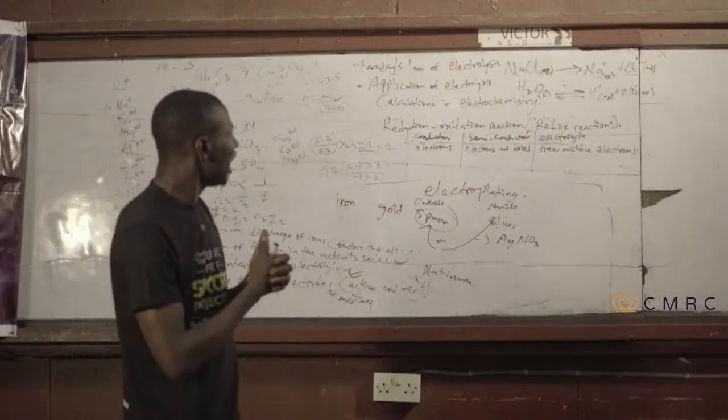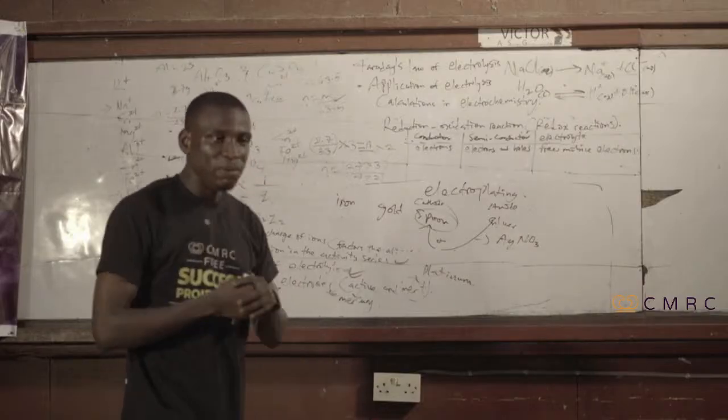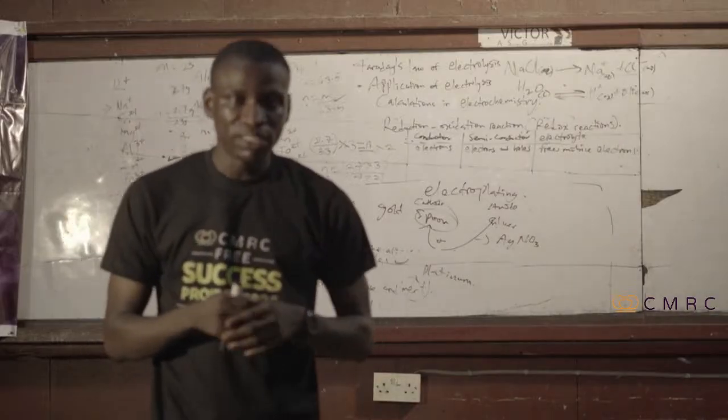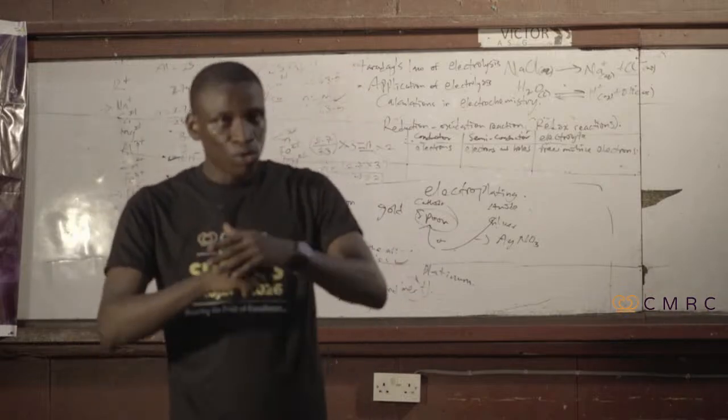Now, another thing that you can use electrolysis for is what we call cathodic plating. Cathodic plating. Now, every metal undergoes corrosion.